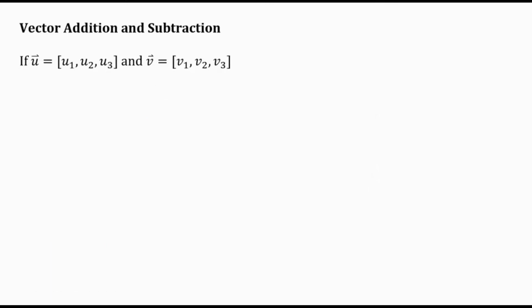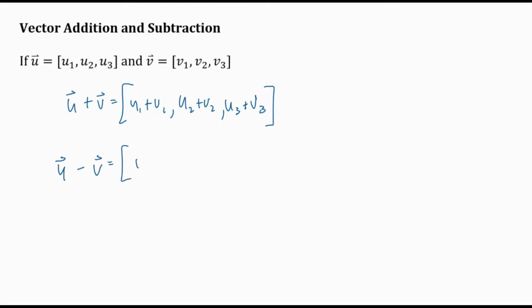Okay, vector addition and subtraction. Again, it's exactly what you would expect. Given these two vectors, vector u plus vector v is going to be u1 plus v1, comma, u2 plus v2, comma, u3 plus v3. And vector u minus vector v, I'm just subtracting the individual components. Okay, and again, I think that's exactly as you would expect.